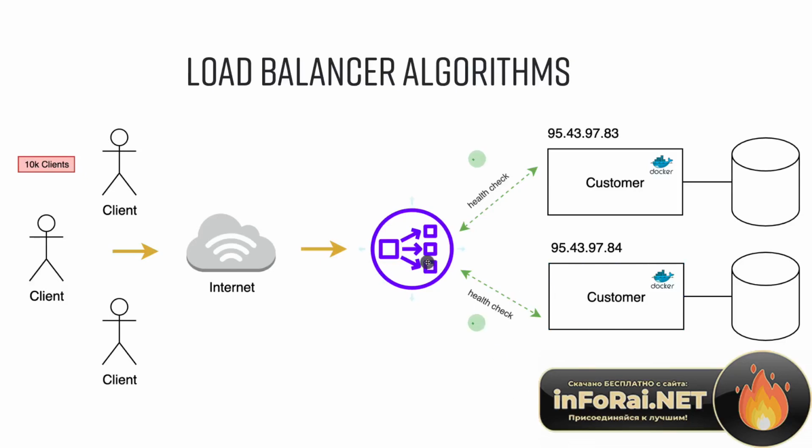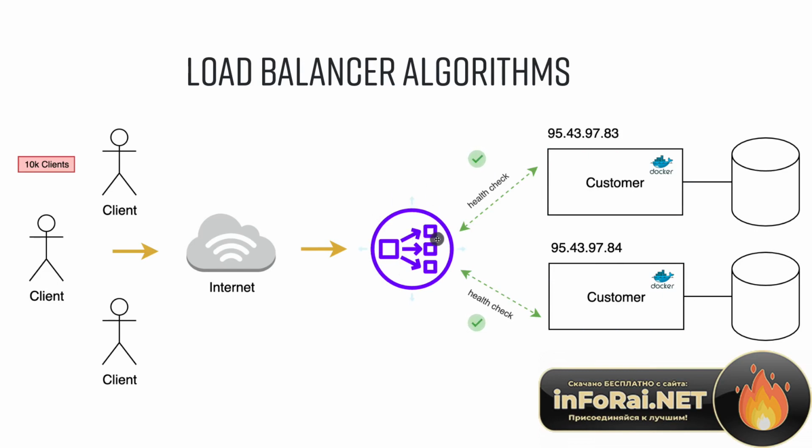Let's say that we have two identical microservices in here. So they're both healthy. Now, how does the load balancer know to which microservice to send the request? This is done through the load balancer algorithm that you choose.